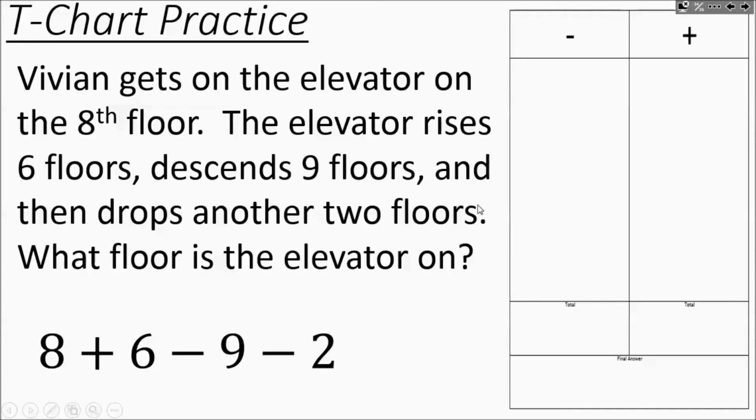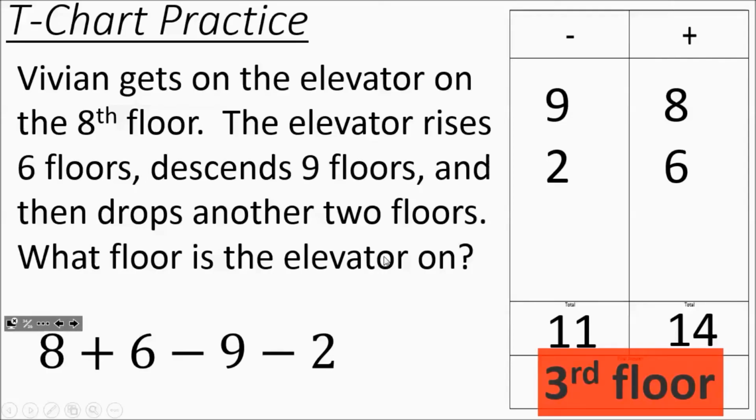All right, so I'm going to regroup my negative terms, regroup my positive terms. And we have 11 negatives, 14 positives. The positives are going to be the larger absolute value, so 14 minus 11. So Vivian ended up on the 3rd floor.